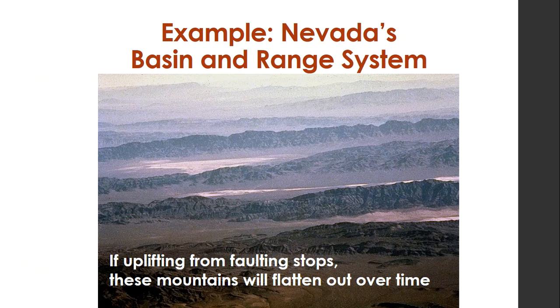And here's an example. This is Nevada's basin and range system. We talked about basin and range topography. So right now we have uplifting that's happening from tectonic forces. But if that uplifting stops, then eventually those mountains will flatten out over time. They will be eroded by water, even though there's not much water there. And again, just to reiterate, we're talking really long time scales, right? We can see little bits of this erosion, but it will take a really, really long time for these mountains to erode.